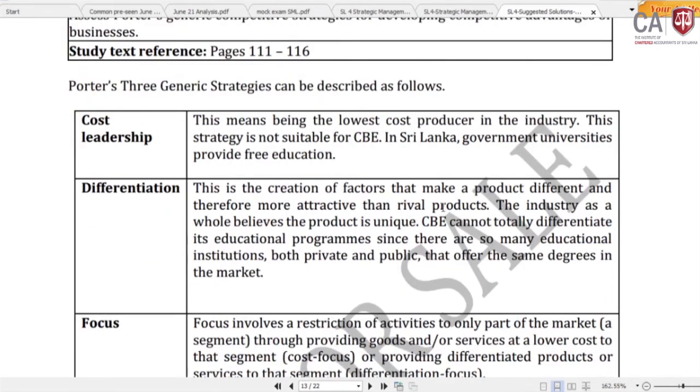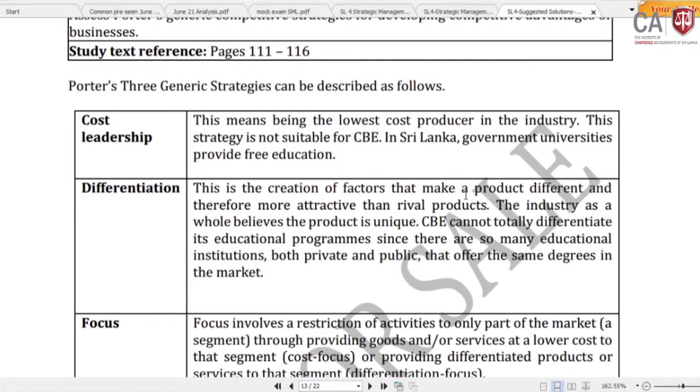And cost leadership. What does he say on cost leadership? This means being the lowest cost producer in the industry. This strategy is not suitable for CB. In Sri Lanka, government universities provide free education. We also identified the same facts, no. Since government universities provide education free of charge, it's not practical to apply cost leadership.